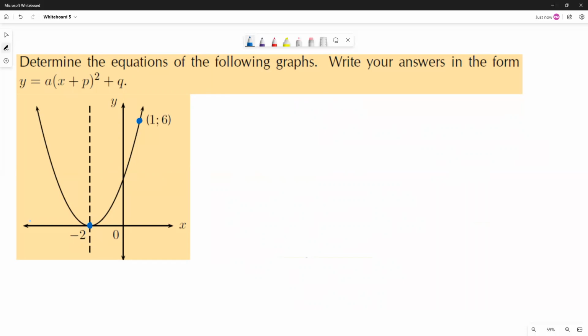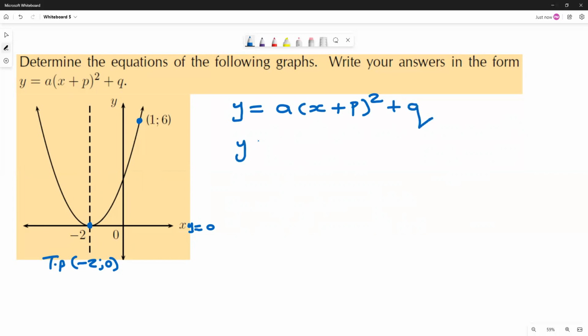Remember I said on the x-axis, the y value is what? It's 0. So I know that here the y value is 0, the x is -2. So my turning point is (-2, 0). I'm always going to prefer using the turning point form over the x-intercept form if my turning point is on the x-axis.